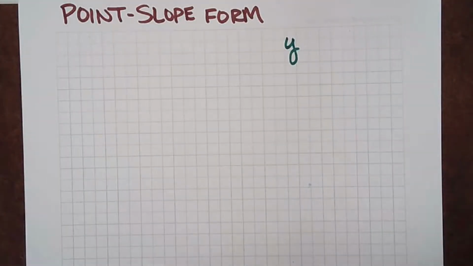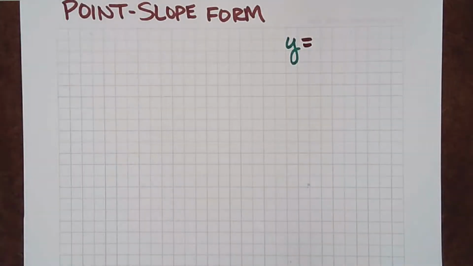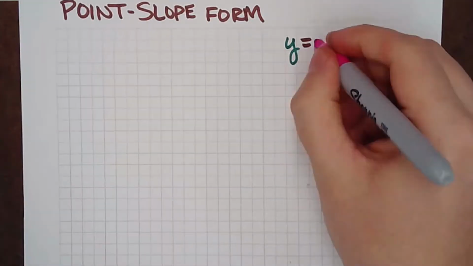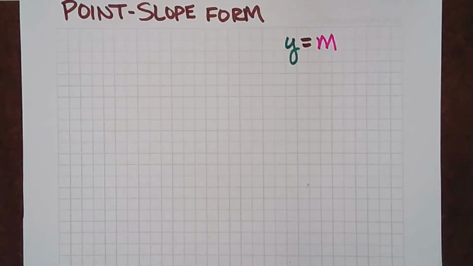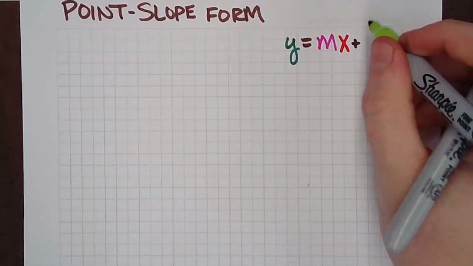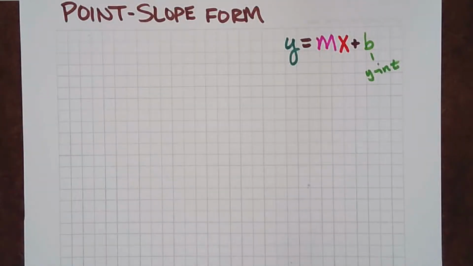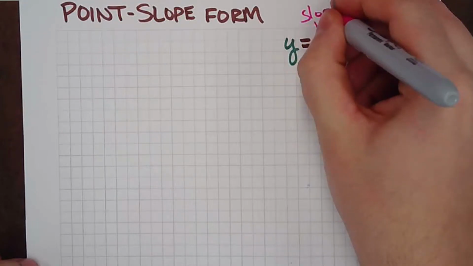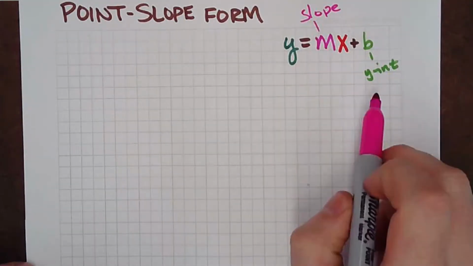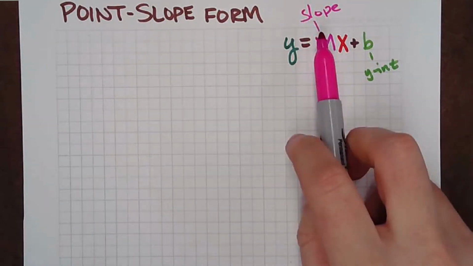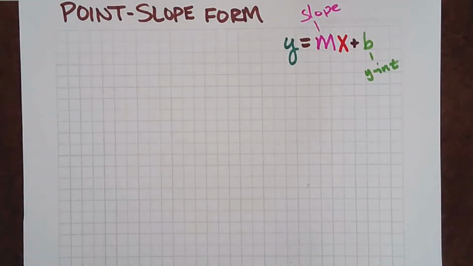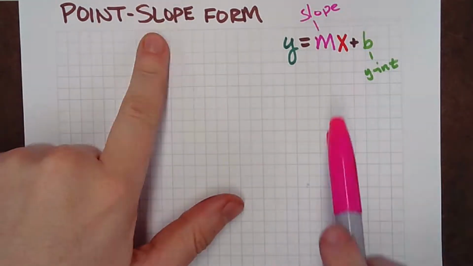It's y equals m, which I did in pink before, so I'll keep with that, x, and then plus b. And b we said was our y-intercept. And we said that m, as I said before, is our slope. So we called this the slope-intercept form because it's the form with the slope and the intercept in it, the y-intercept. This one is point-slope form, so we're going to keep slope.